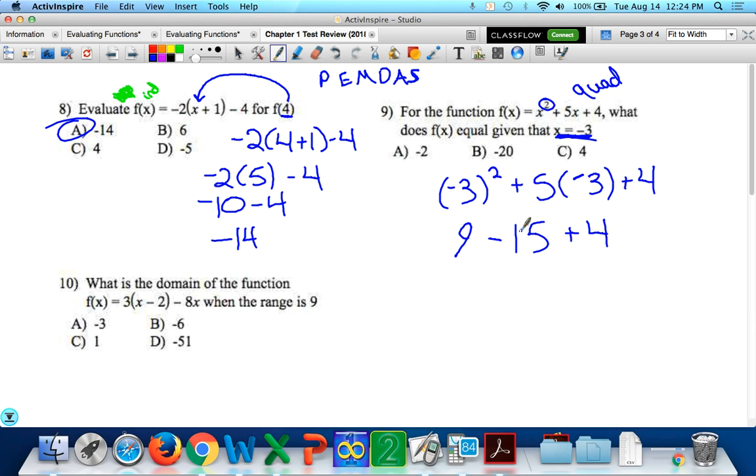9 minus 15 is -6, plus 4. And -6 plus 4 is -2. Okay? So when x equals -3, our function, or our y value, is -2. This means that somewhere on our quadratic graph is the point (-3, -2). That's what evaluating a function is doing. Don't lose sight of that, okay?